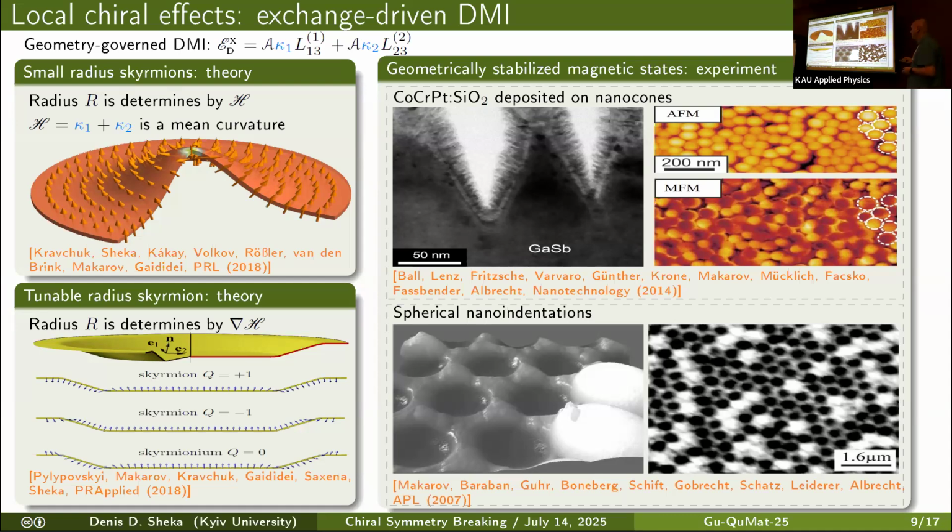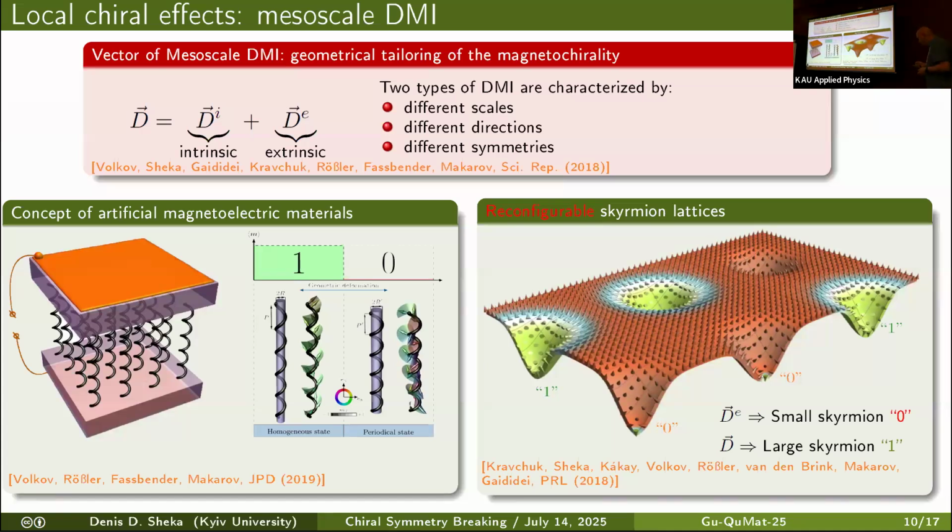And so skyrmion-like structures. One more effect is the mesoscale Dzyaloshinskii-Moriya interaction. The main idea is we have two Dzyaloshinskii-Moriya interactions: intrinsic, caused by material parameters, and extrinsic, caused by geometry. What is important is that they have different scales, they can have different directions and different symmetries.